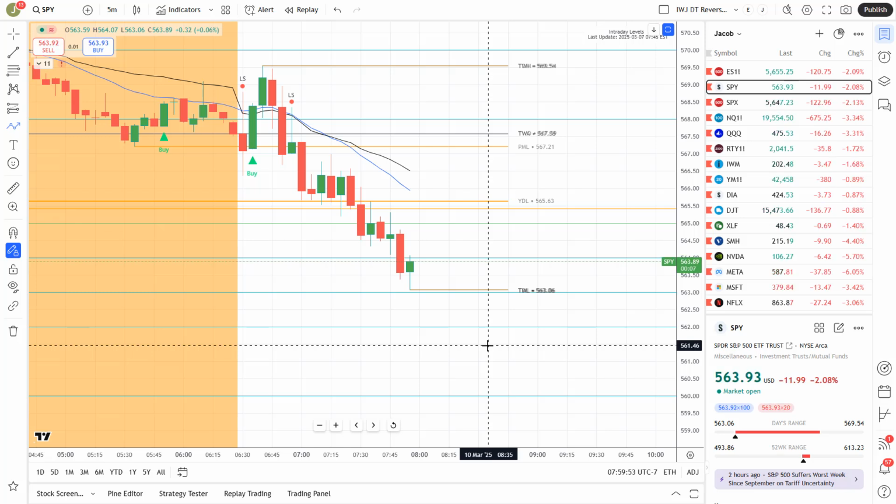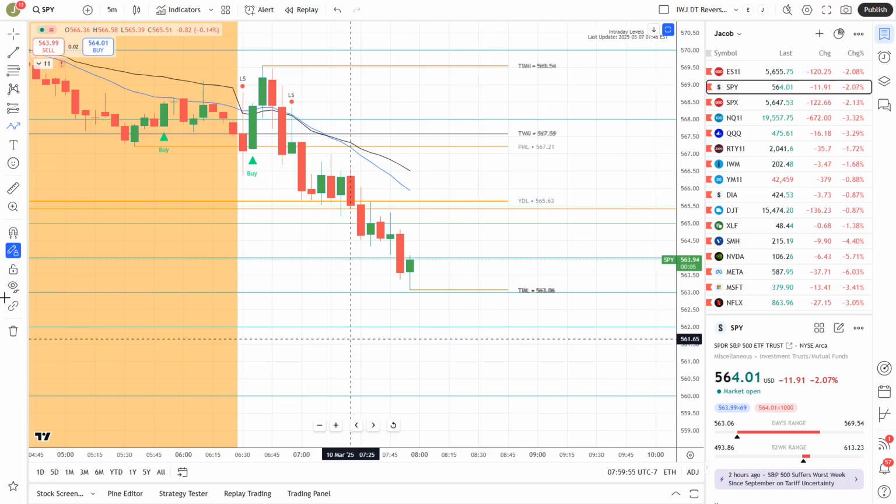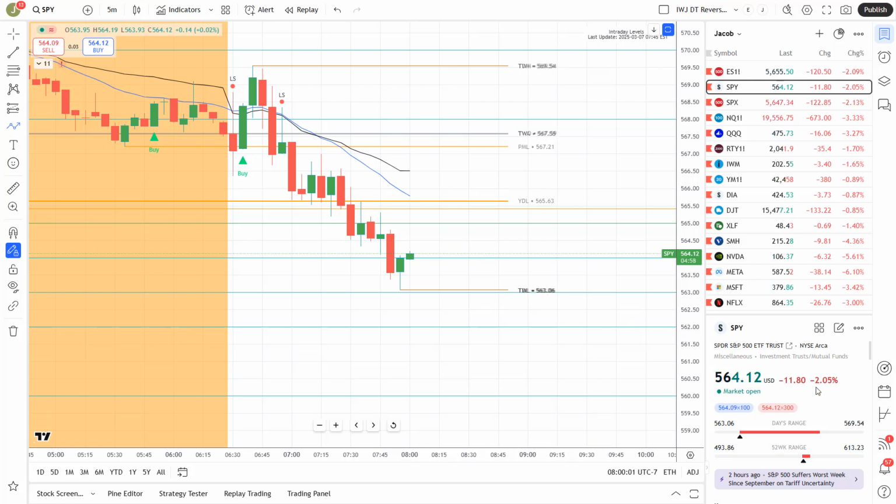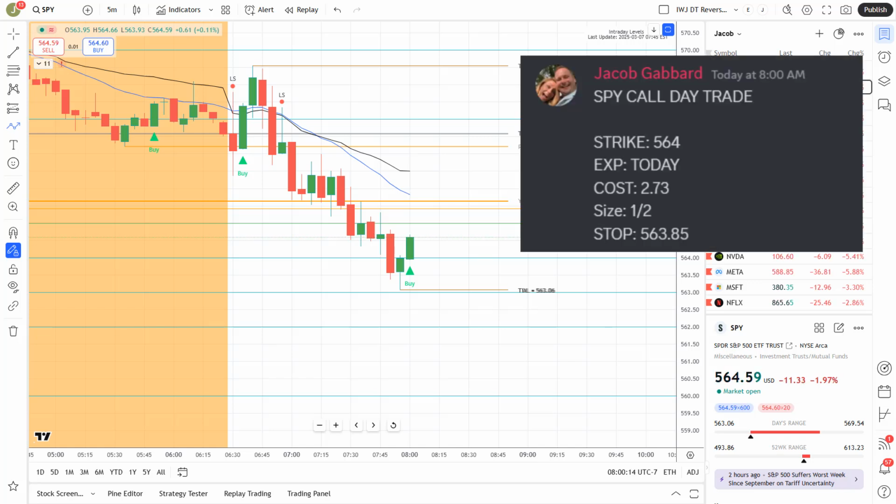All right, we got a little bit of a green bar coming off support here, so we'll see if they can get any kind of follow through. We have not seen much follow through today yet, but this would be the place we'd look for it. If we have along here, our strike is 564. There it is. There's our buy signal, so we're going to take it. We're in at 273 at 564, and our stop is going to be 563.85.